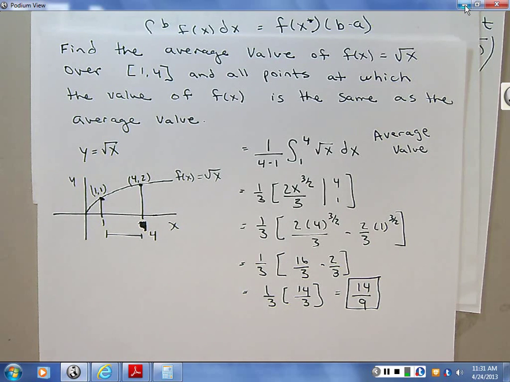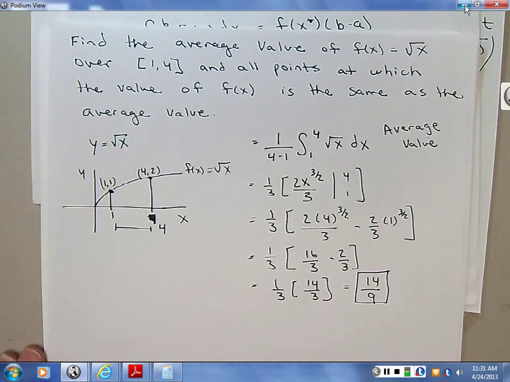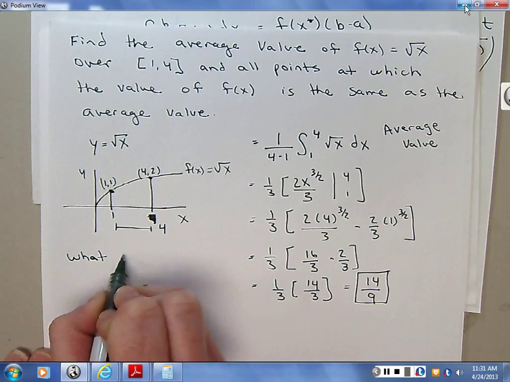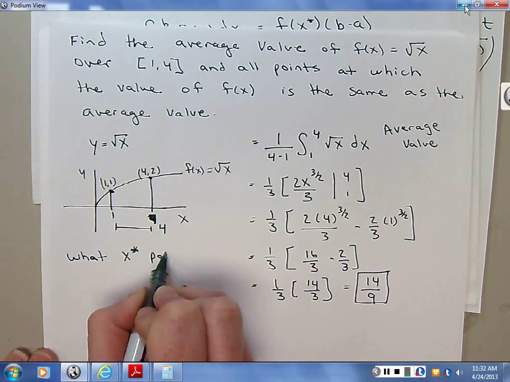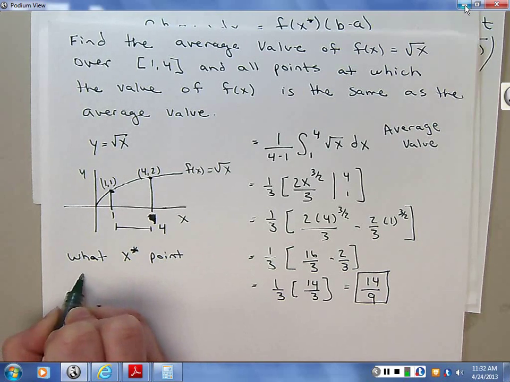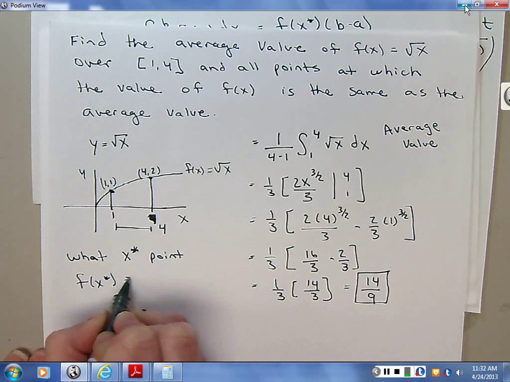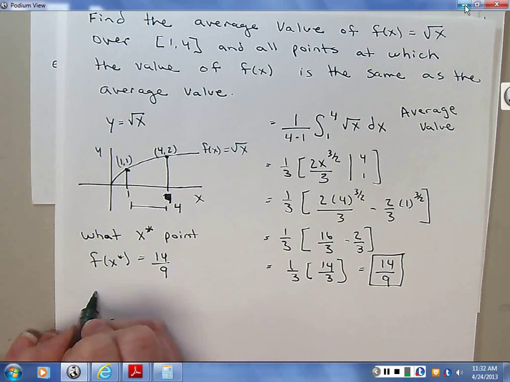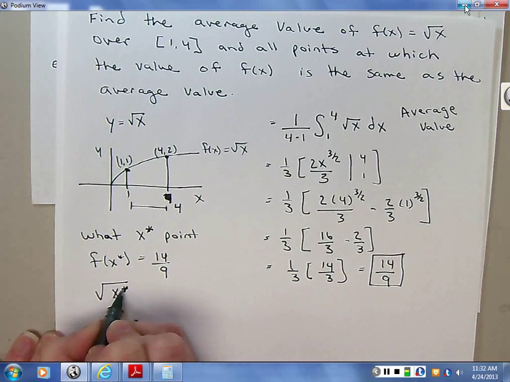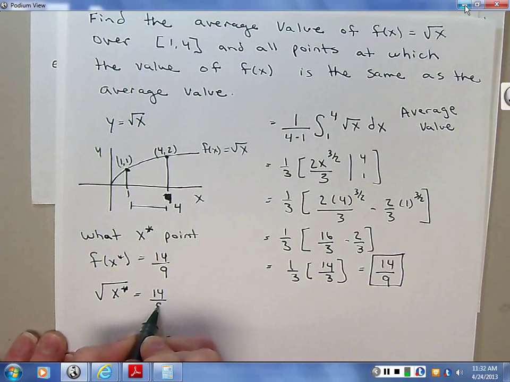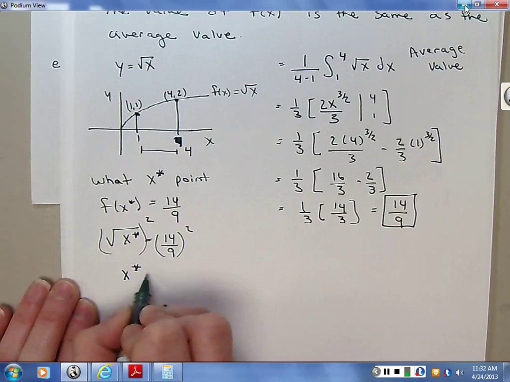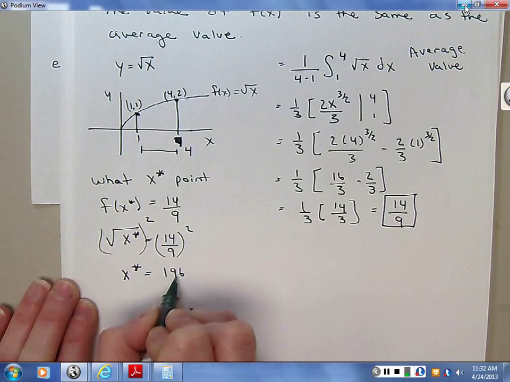Okay, so I get 14 over 9. So now I want the x star point. That gives me f of x star equals 14 over 9. So I'm looking for when does the square root of x star equal 14 over 9. So if I square both sides, it turns out x star equals 196 over 81.